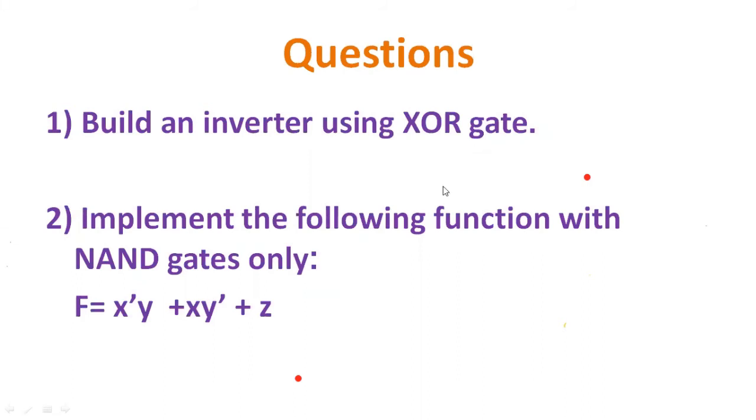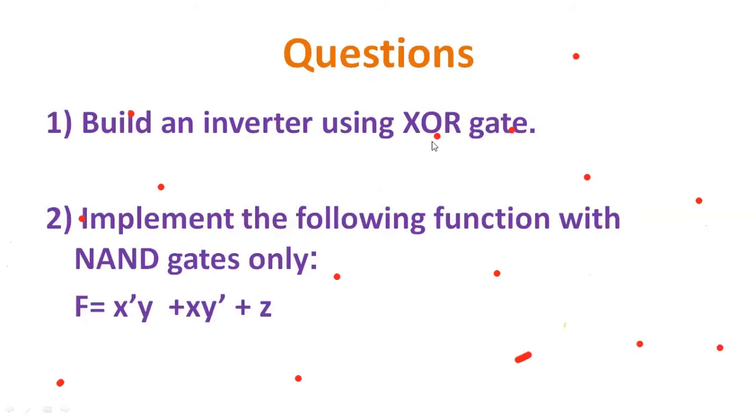Just remember the Boolean algebra rules. What is the output of 0 XOR A? It's A, right? And 1 XOR A is A bar. Yes, definitely. So if you connect the first input to logic 1 and the second input is A, then you will get A bar at the output. So this is very simple.